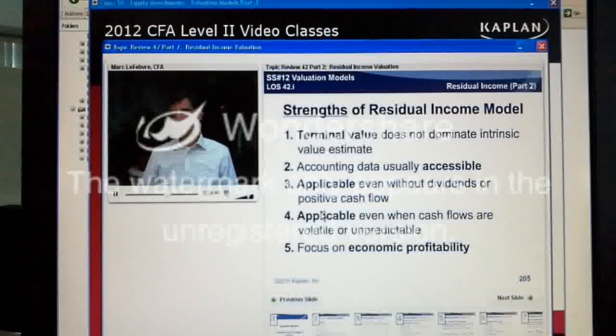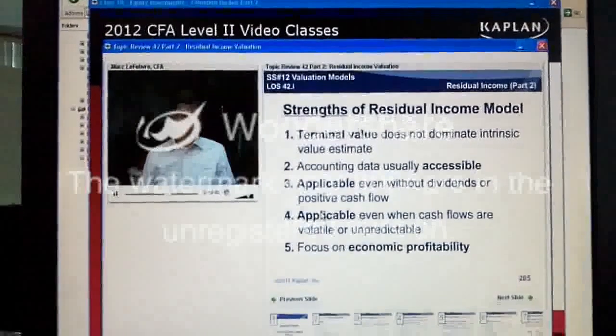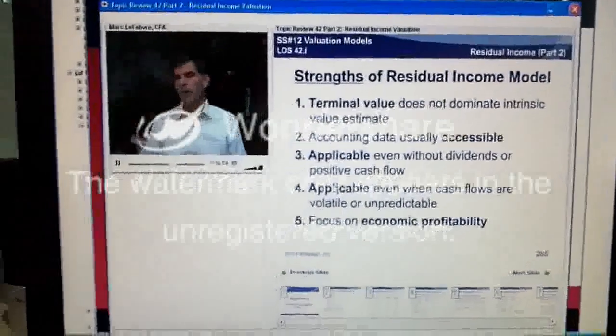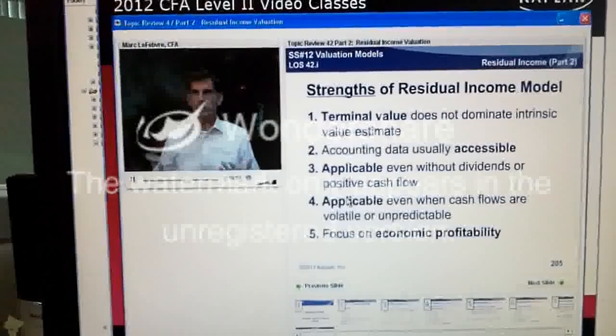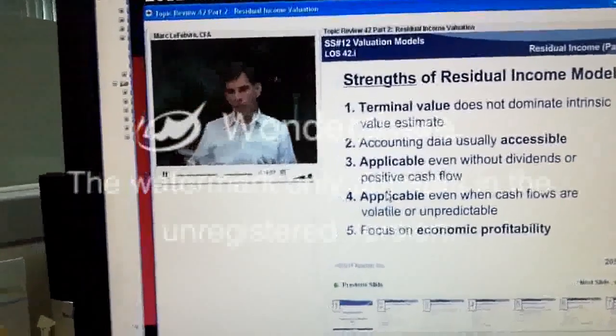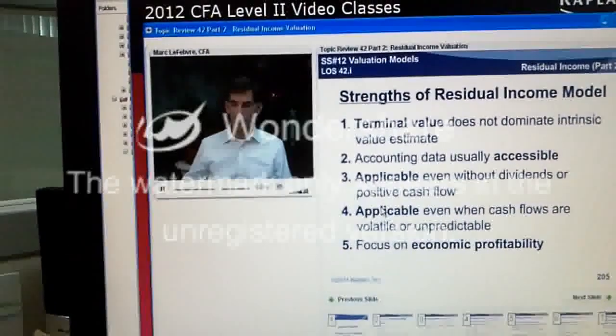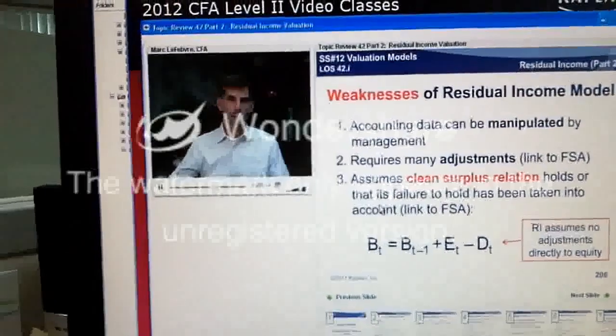And lastly, it really does focus on economic profitability. It removes the interest expense for the bondholders, the equity charge for the equity holders, and says, given its competitive advantage and its sustainability in the marketplace, what is this franchise, what is this residual income, what is this economic profit really, or what's a firm really going to be worth. Okay, so there's a lot of very positive strengths to it.